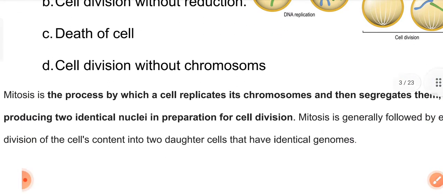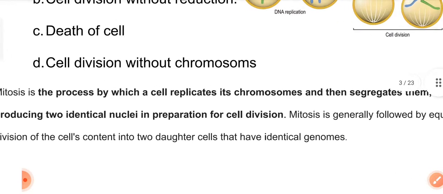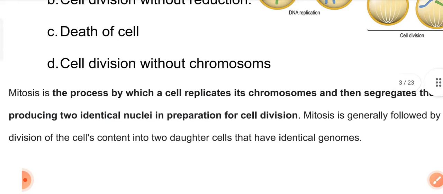The explanation is: mitosis is the process by which a cell replicates its chromosomes and then segregates them, producing two identical nuclei in preparation for cell division. Cell division is nothing but the two daughter cells coming from the one cell and sharing the chromosomes equally. So mitosis is generally followed by equal division of the cells.